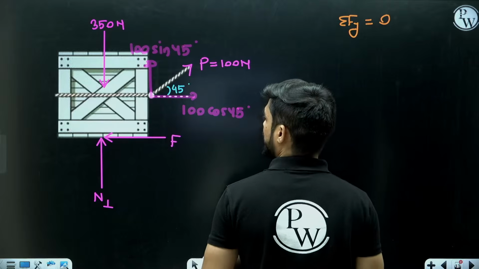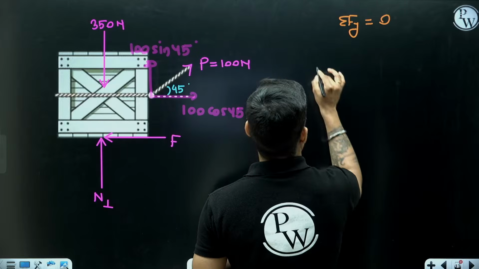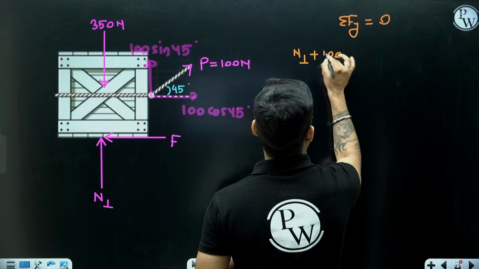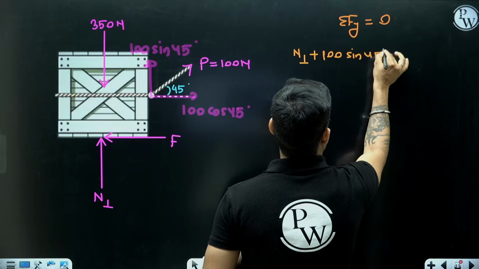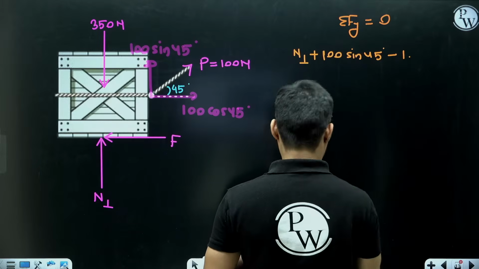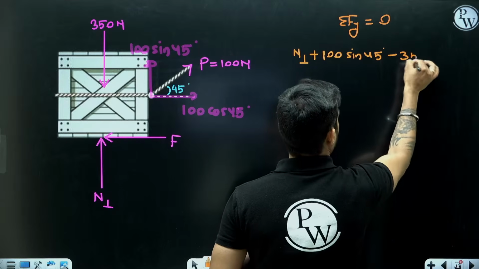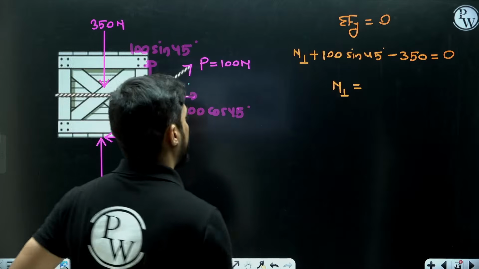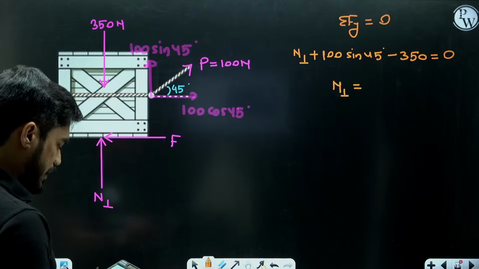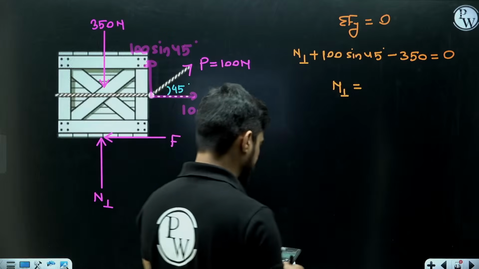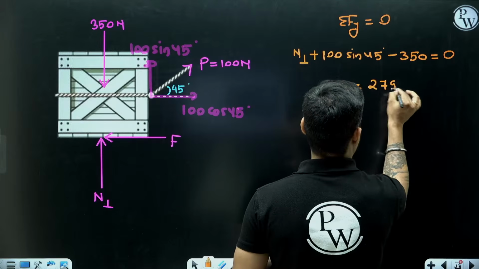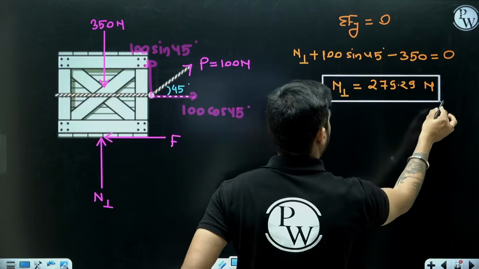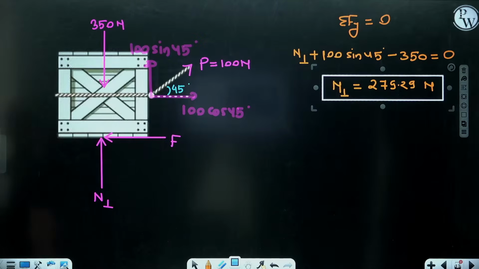So in y direction, what will be the equilibrium equation? It will be N1 plus 100 sin 45 minus 350 equal to 0. So from here you will get the value of N1: 350 minus 100 sin 45. I am getting 279.29 Newton. So this is the value of normal reaction N1.